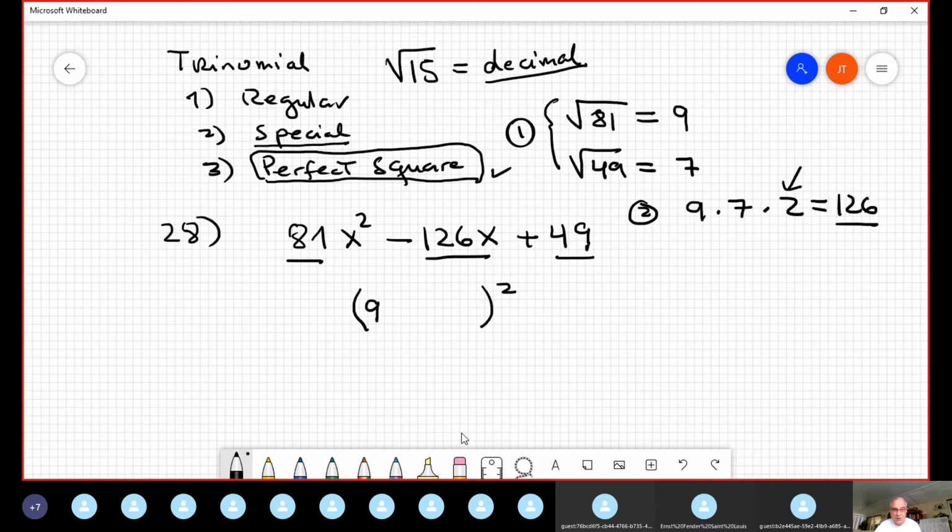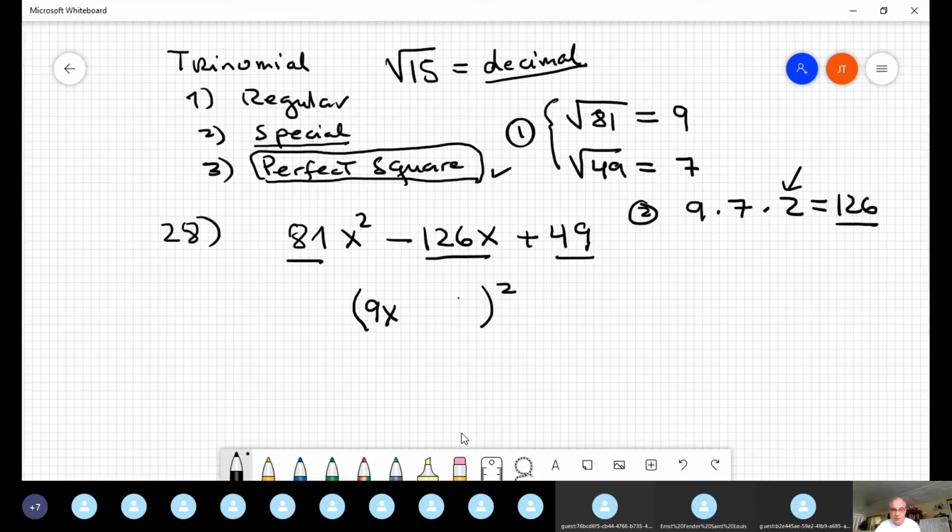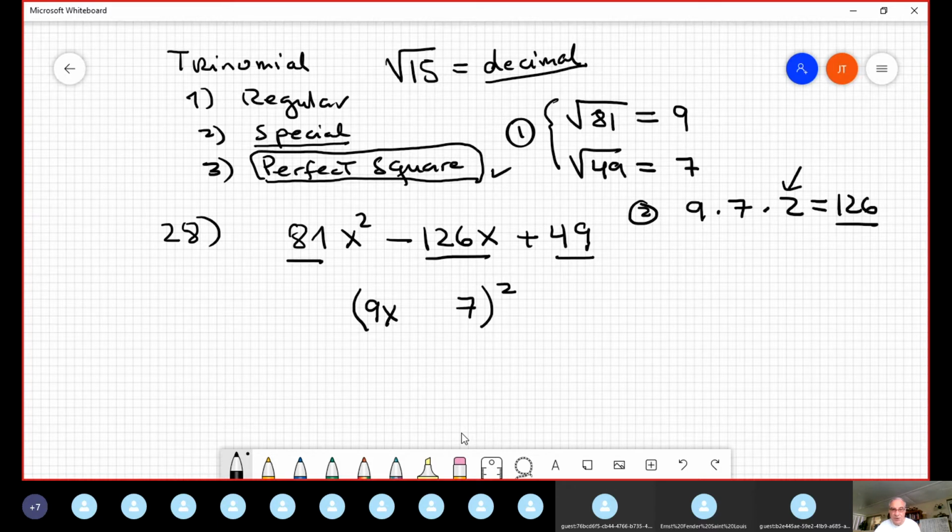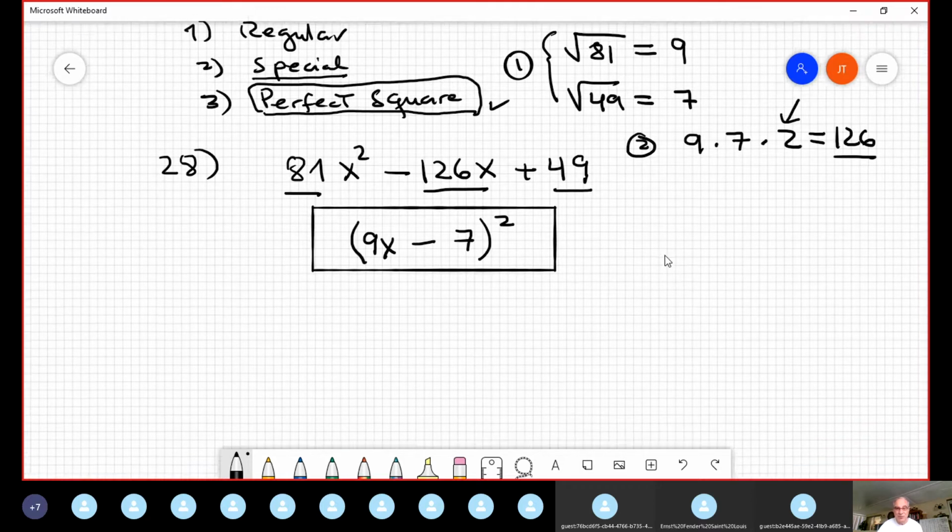And inside you put 9x. Where does this come from? It's the square root of 81, which is 9. And the square root of x squared is x, so 9x. And this is 7. Where does this 7 come from? The square root of 49. And this sign is minus. Done. It's the final answer. This is easier if you identify it as a perfect square.